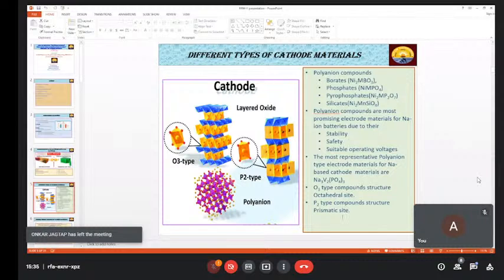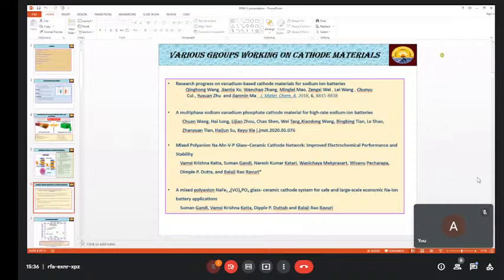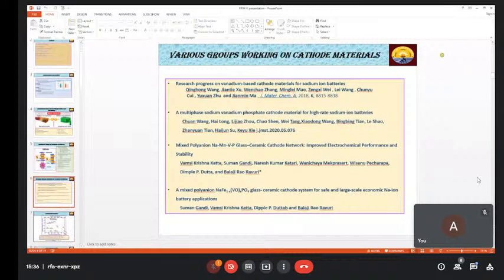In polyanion materials, in my work the orthorhombic structure also comes in. Why use polyanion materials? Polyanion compounds have very high stability. The cathode materials have high stability, safety, and are suitable for operation. These include different families: borates, phosphates, pyrophosphates. That's why I chose polyanion materials for the preparation of the cathode materials. A number of papers were taken for the literature purpose.